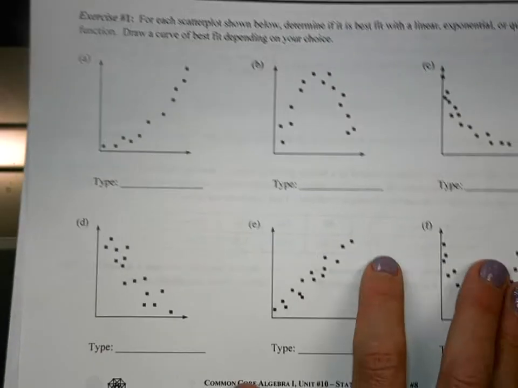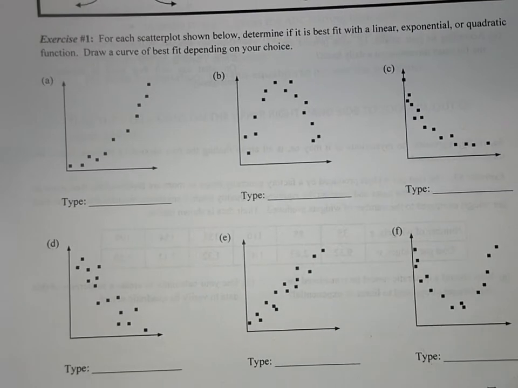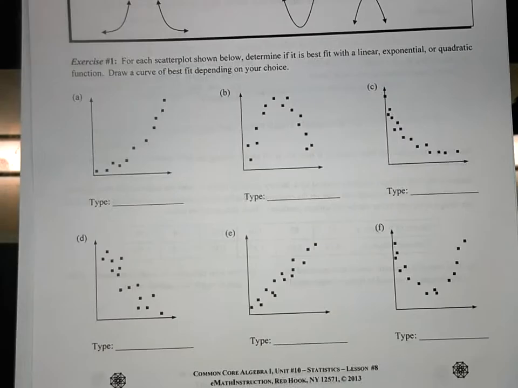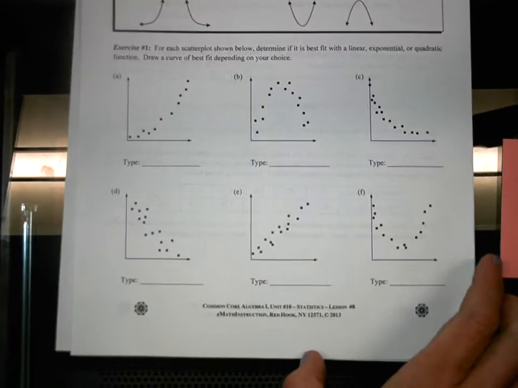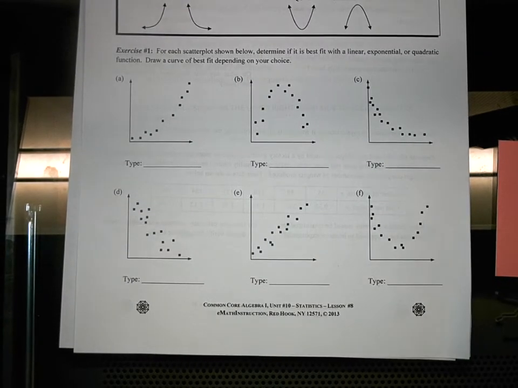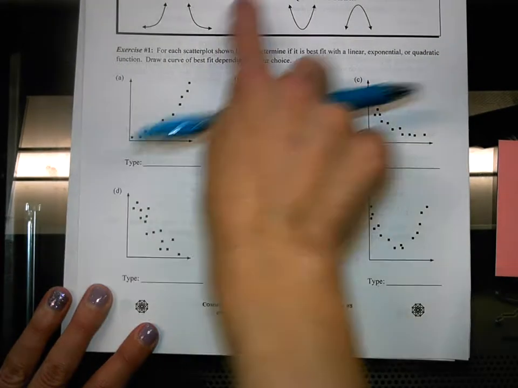Now we have been doing linear regression, which is dealing with lines. Guess what? There are other types of regression. What do you think about this one? Is it exponential or quadratic? Exponential.